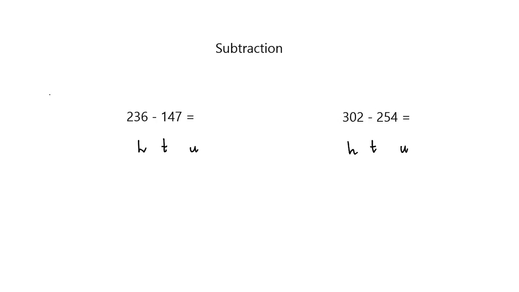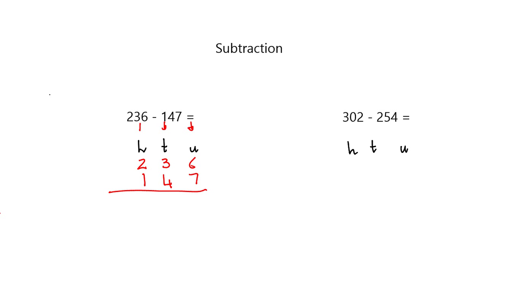Right, we're going to do some subtraction now. Again, I've set out the problems horizontally because it's important that you get practice in setting them out vertically according to their place value. So here I've got 236 take away 147. And you can see I've got them lined up according to units, tens, hundreds.